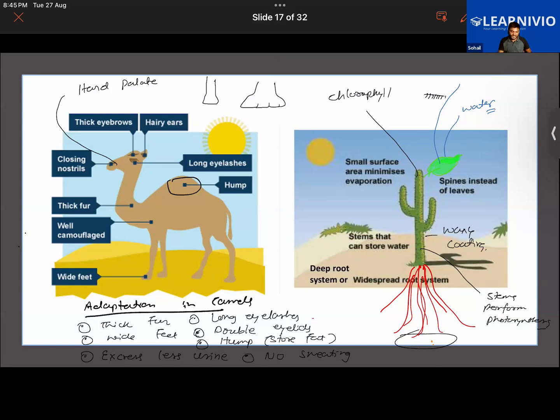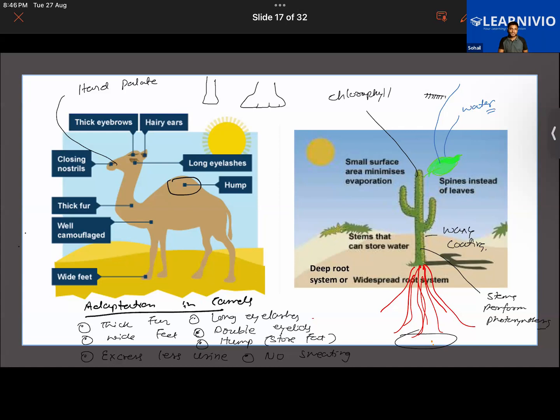We did learn about the cactus. Are leaves present on the cactus? Do you see any leaves on the cactus? No. Instead of leaves, thorns, or spines, are present. Why? Because if the leaves were present, lots of water would be lost from the surface of the leaves. Getting it, guys? So that is an adaptation in this.